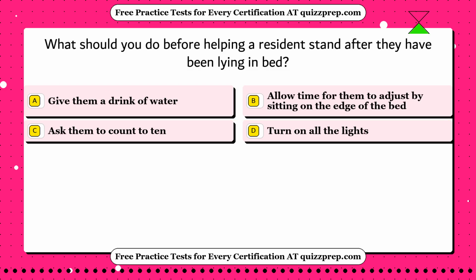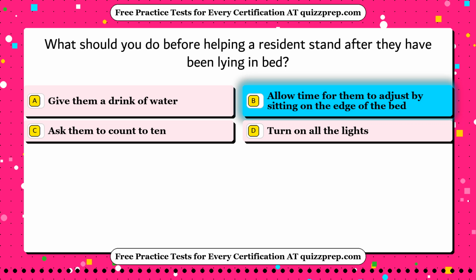Question 132. What should you do before helping a resident stand after they have been lying in bed? Option A. Give them a drink of water. Option B. Allow time for them to adjust by sitting on the edge of the bed. Option C. Ask them to count to 10. Option D. Turn on all the lights.